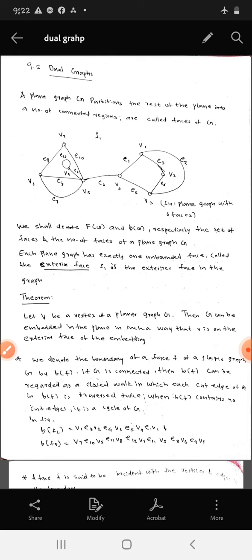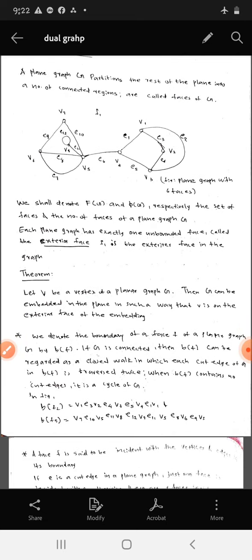That is, F1 is the exterior phase. So we have discussed the phases of the graph. Now a theorem. Let V be a vertex of a planar graph G. Then G can be embedded in the plane in such a way that V is on the exterior face of the embedding.